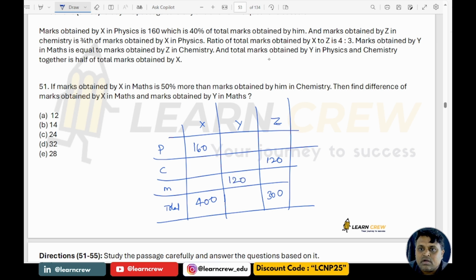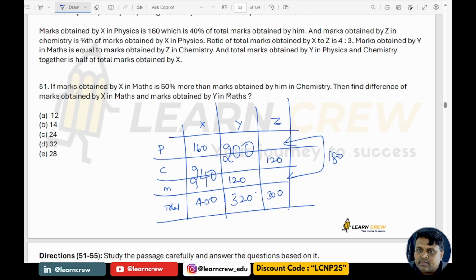Next, total marks obtained by Y in physics and chemistry together is half of the total marks. So these two together is 200. So this total is how much? 320. Now this total is how much? 240. This is what we know. And now this total is how much? 180.